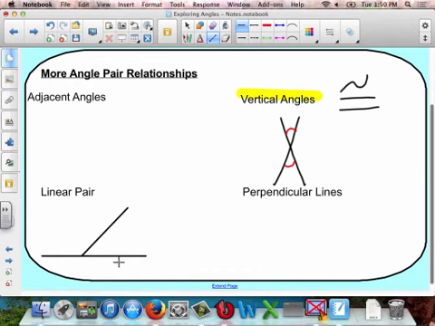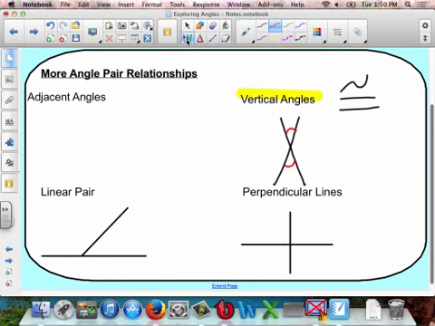What does perpendicular lines mean? What does it mean to be perpendicular? They intersect at 90-degree angles. Think about the axes on a coordinate grid, those are perpendicular to one another. The symbol for perpendicular is the upside down T. A lot of this information is not new. The vertical angles are probably something new for a lot of you.